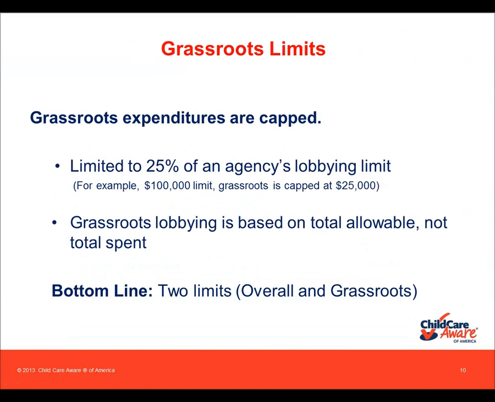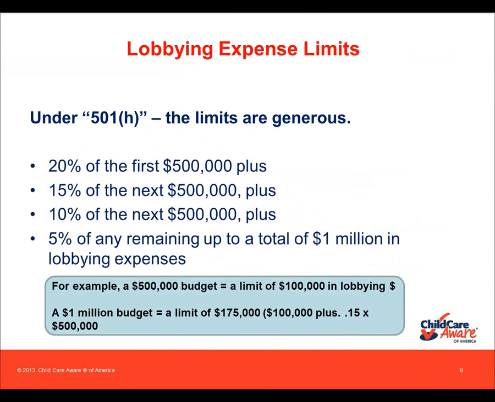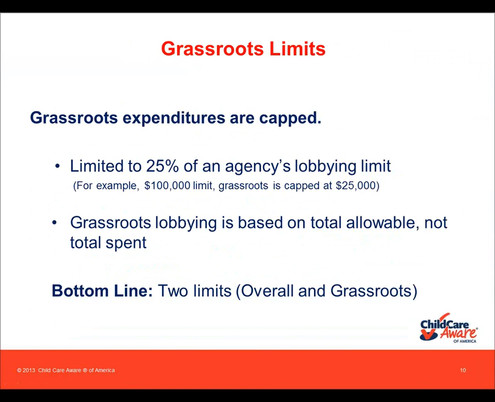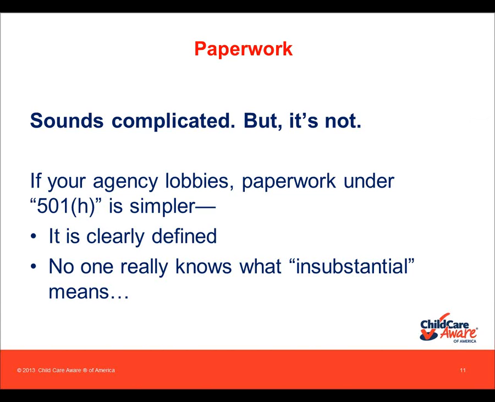So just to recap again, for the total direct lobbying expenses you can spend, if you have a budget of $500,000, you get that first 20% you can spend on lobbying, so that's $100,000, right? A piece of that, which is 25%, can be spent on grassroots lobbying. Okay, I know it sounds complicated, but once you sit down, you're like, okay, this is our budget. We have this much in lobbying dollars, we have this much in grassroots lobbying dollars, we're good to go.